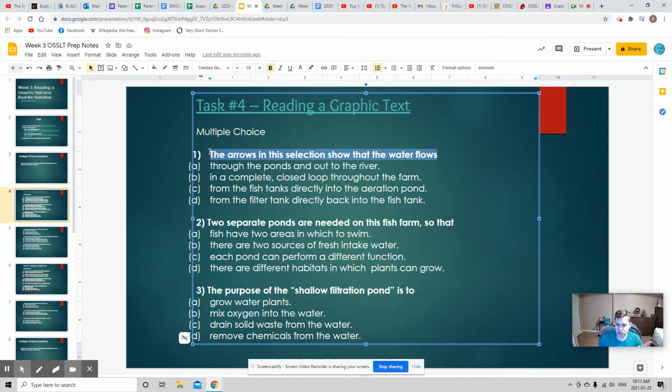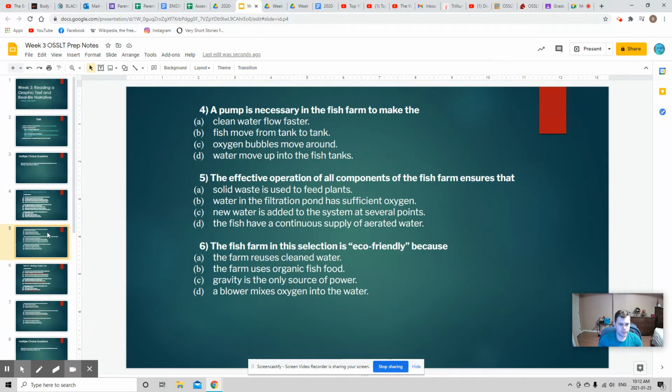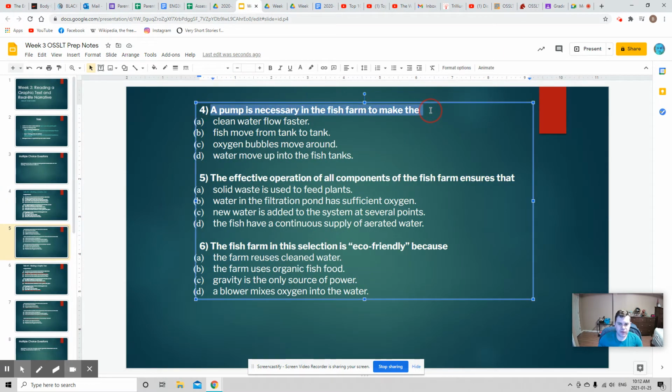So the arrows in this selection show that the water flows, so pay attention to the arrows. 2 separate ponds are needed on this fish farm, so pay attention to those 2 ponds. The purpose of the shallow filtration pond, so you want to pay attention to that. A pump is necessary in the fish farm to make, so what does the pump do in the fish farm? 5, the effective operation of all components of the fish farm ensure that. So we can find that answer in the picture. And the fish farm in this selection is eco or environmentally friendly because, and then why is it considered environmentally friendly?